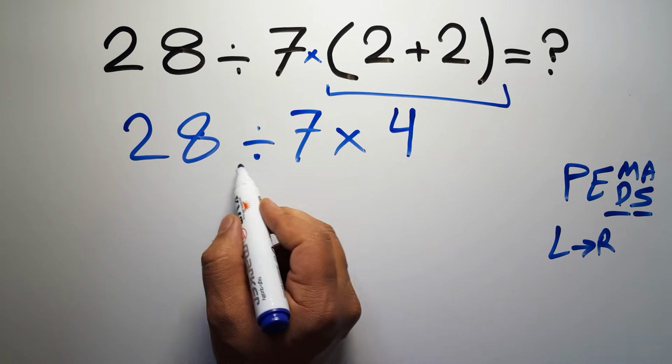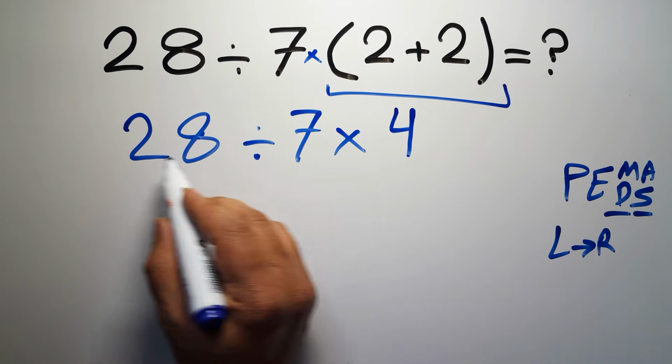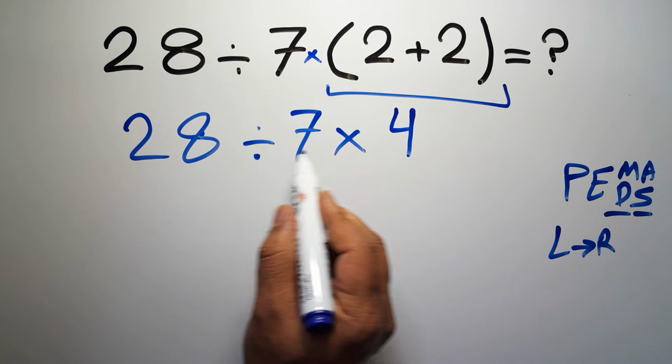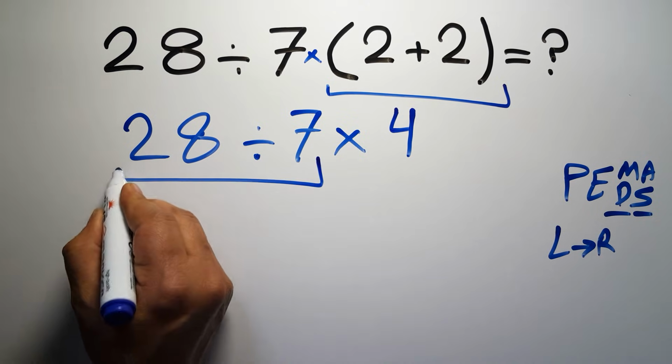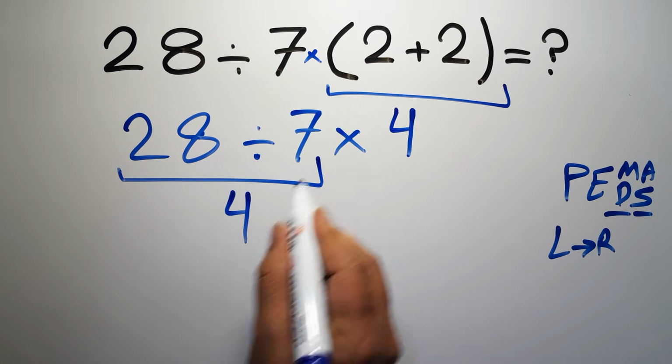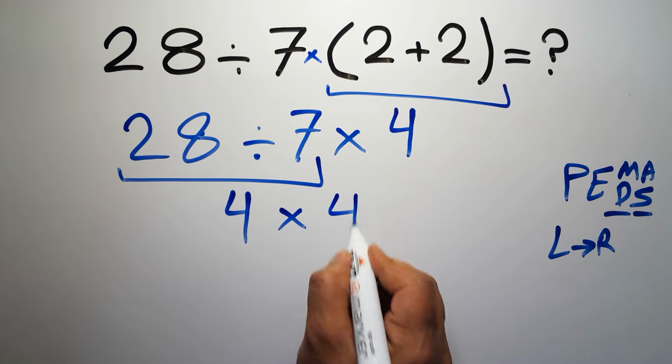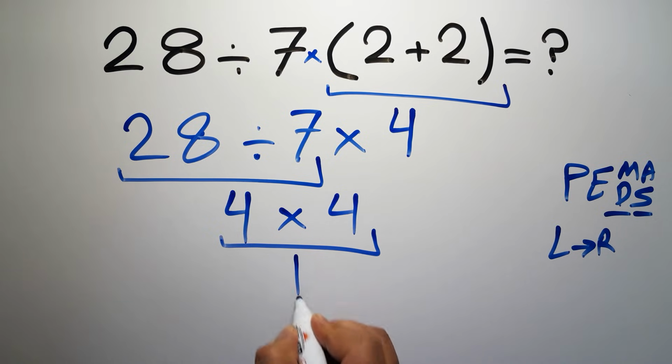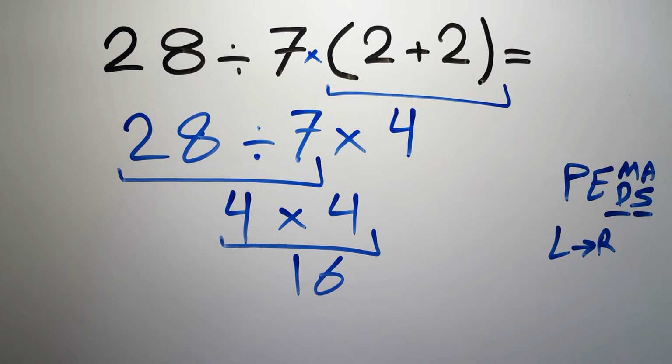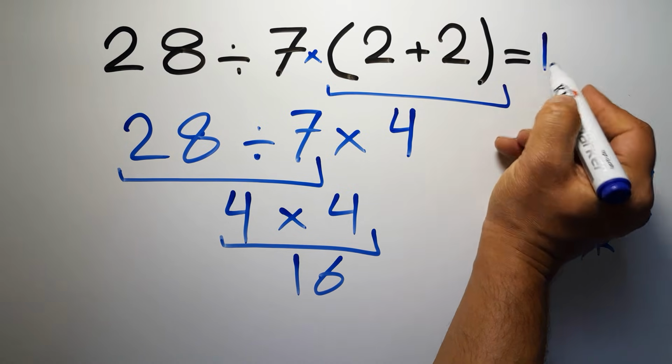So here first we have to do this division. So 28 divided by 7 gives us 4. So 4 times 4, which equals 16. And this is our final answer to this problem. The correct answer is 16.